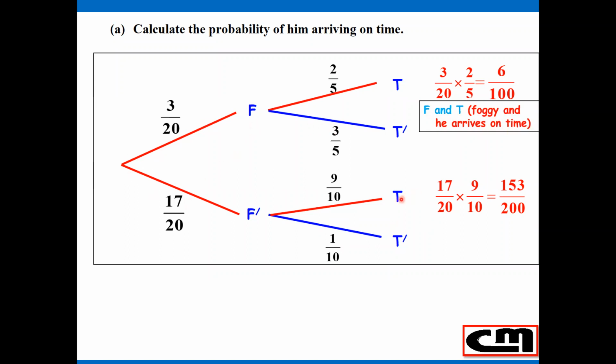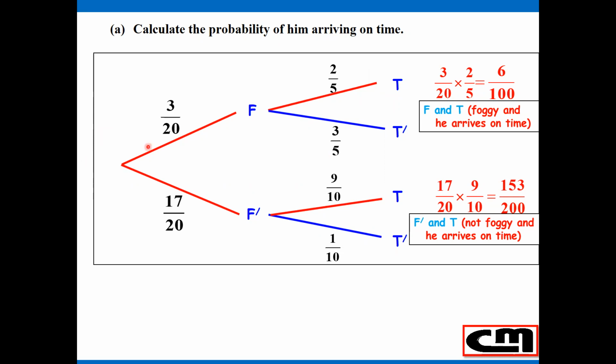Then again, where there's this T, we follow these branches, that is F prime and T. That is F prime and T, not foggy, and he arrives on time. Our task is to calculate the probability that he arrives on time, right? So we have this situation or this situation, right? So the fact that I'm now using the word or, that means these events are mutually exclusive, right? So we add their individual probabilities.